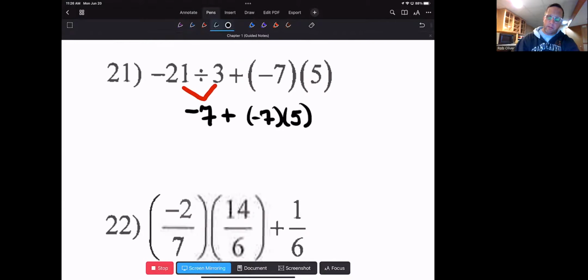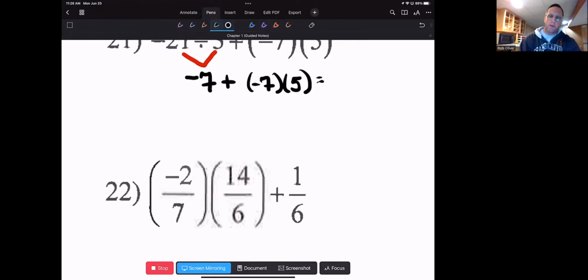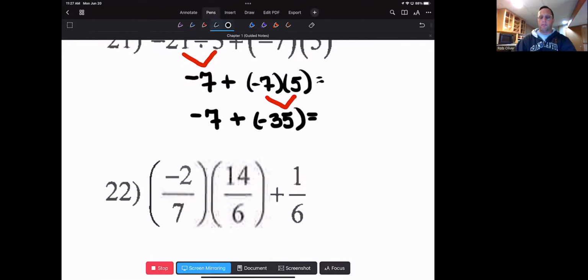times 5. Okay. Remember, every time you do a problem where order of operations is involved, every time you do a step, the problem changes, right? It's a new problem altogether. So now we have -7, we have addition, and then we have multiplication. So we're going to take care of that multiplication first. And it's going to go -7, just drop that down. And then -7 times 5 is -35. So you got -7 plus -35.